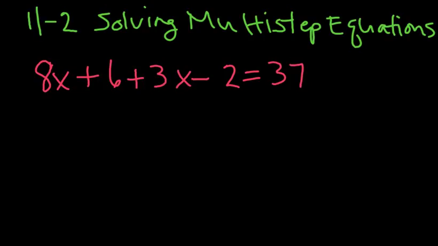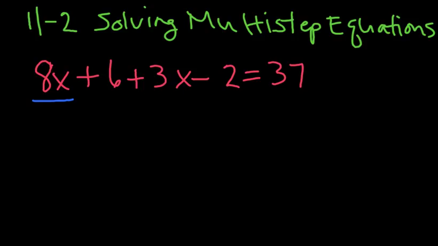11-2, solving multi-step equations. Here's a beautiful equation, but if you notice, this side of it is really long. So the first thing you need to ask yourself is, is there anything I can do to make this side more simple? Is there any way to simplify it? This is why we learned how to add and subtract like terms, because I see some like terms here. Do you see the like terms that I'm seeing?